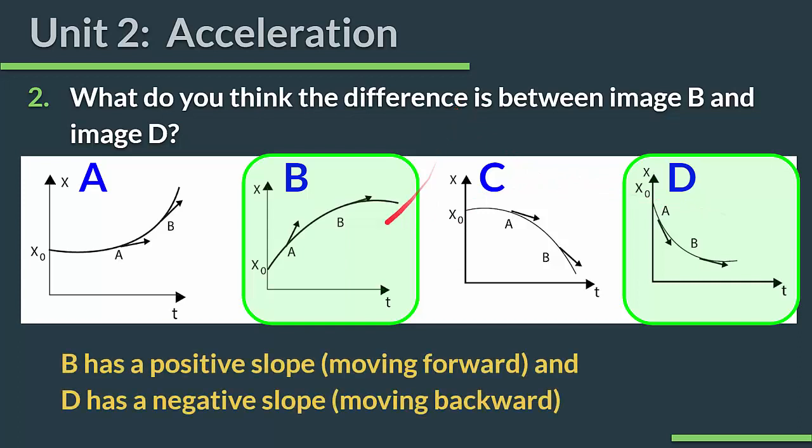The difference here is that this one has a positive slope, whereas this one has a negative slope. A positive slope on a position time graph, we should remember from the last unit, means we're moving forward. A negative slope on a position time graph means we're moving backwards. So object B is an object that is moving forward and slowing down, whereas object D is an object that is moving backwards and slowing down.